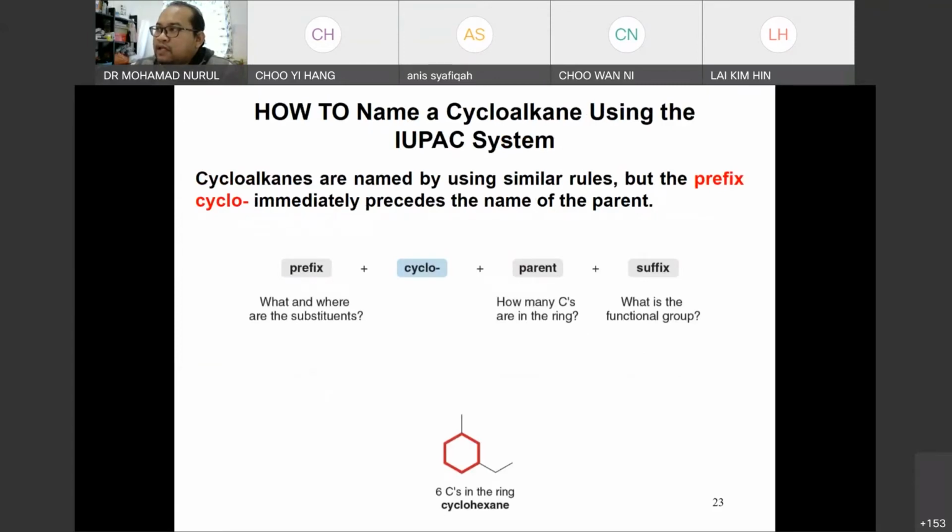How to name the cycloalkane using the IUPAC system? So you use the same rules as for the linear compounds, but you have to add "cyclo" between the prefix and the parent. Okay. So for example, find the parent as cycloalkane. For this one it is cyclohexane, a 6-member ring, but you have to build it. Okay, this is the cyclo word, this is the parent, and this one is the suffix.